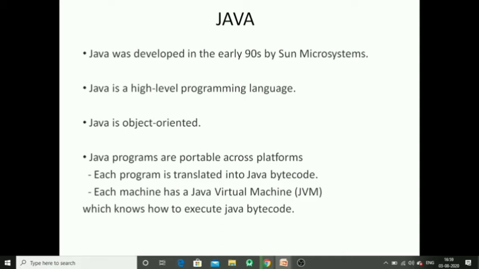So what is Java? Java is a high-level programming language which was developed by Sun Microsystem in the early 90s. Java is an object-oriented programming language. As with any other high-level language like C# or C++, Java is also a high-level language.